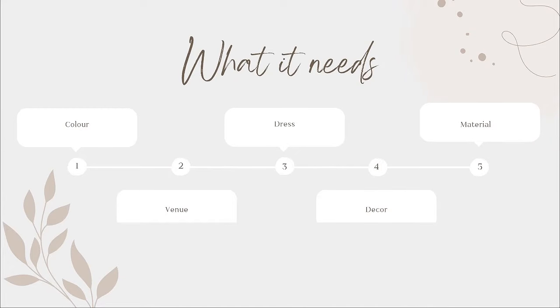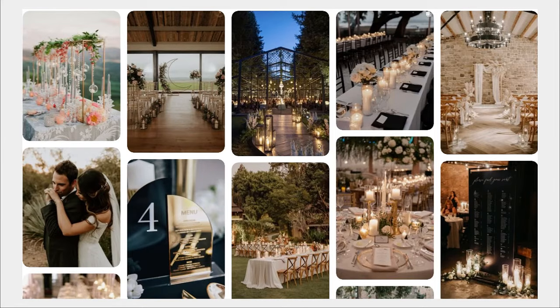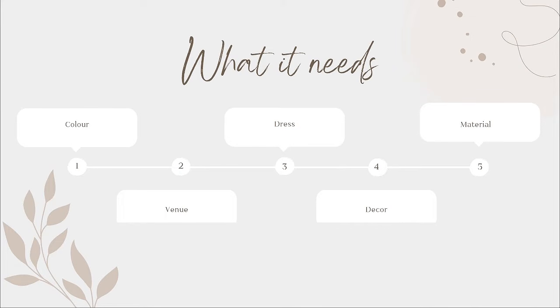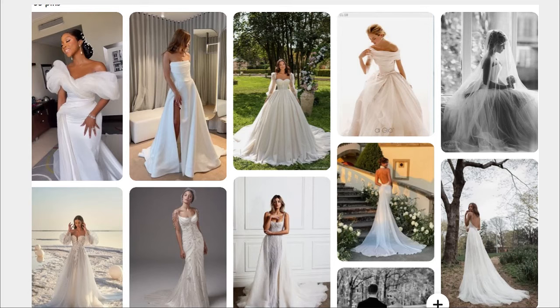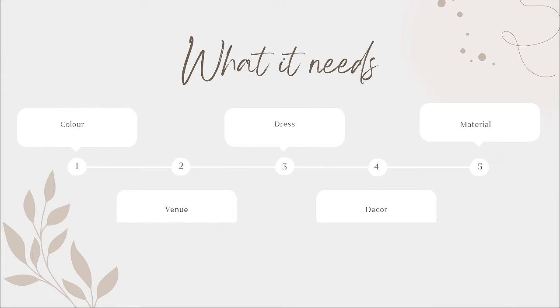Next up, we have venue. Add pictures of venues that match your theme. Indoor, outdoor, also here, just do you. Next up, we have dress. Include inspiration for your dress, even the smallest detail. Also here you can add bridesmaid dresses and even what the groom will wear, but that's up to you.